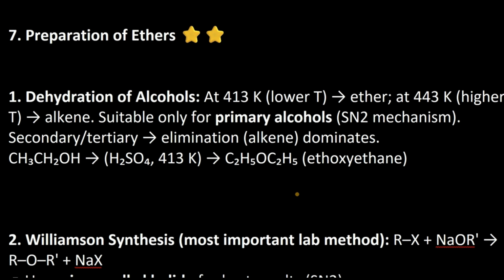Then dehydration of alcohols to prepare ethers. At 413 Kelvin, dehydration happens. Okay, that is an SN2 mechanism. Primary alcohol we use to get ethers. At 443 Kelvin, you will get alkene. So 413 Kelvin, you will get ether; 443 Kelvin, you will get alkene. It's suitable for primary alcohols only because SN2 favors that. For secondary and tertiary, elimination dominates over substitution.